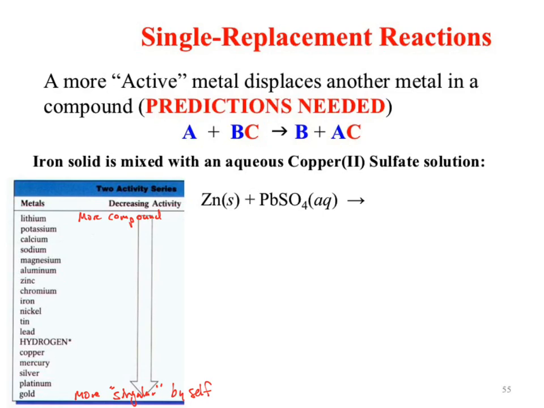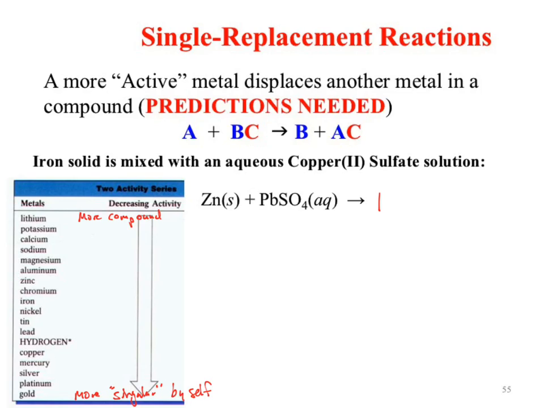If you want to do more compound, what would gold then be? It would be less compound. If I want to use the singular or by yourself rule, what would I say about lithium? It's less likely to be by itself. Okay, so let's go through and look at our equation.